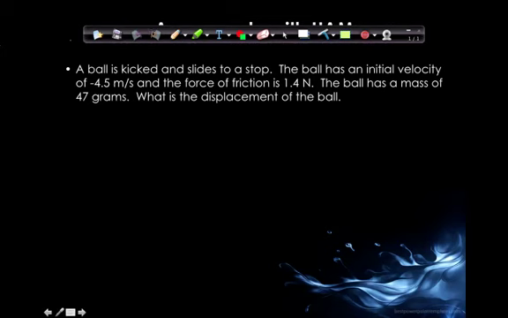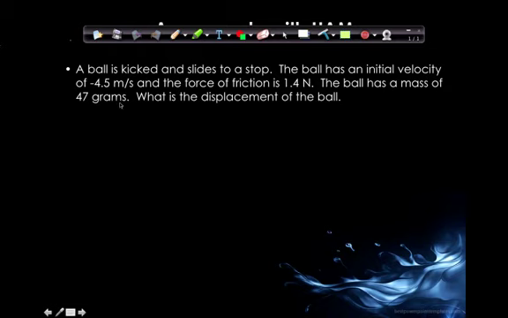All right, so let's look at this problem. This problem says a ball is kicked and slides to a stop. The ball has an initial velocity of negative 4.5 meters per second, and the force of friction is 1.4 newtons. The ball has a mass of 47 grams. What is the displacement of the ball?